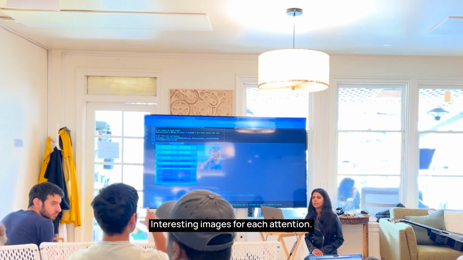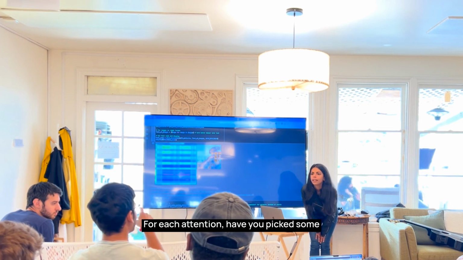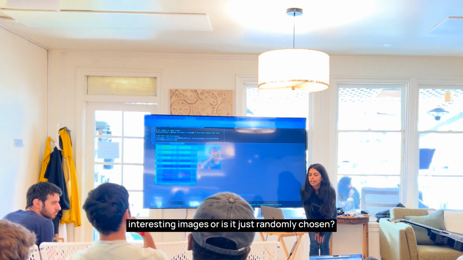Can you pick different and interesting images for each attention head? Sorry? For each attention head, have you picked some interesting images, or is it just randomly chosen?